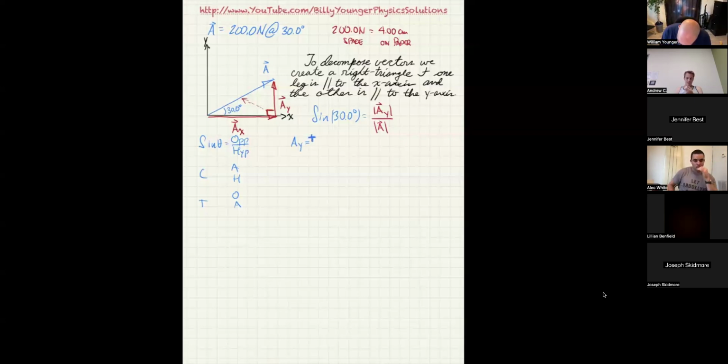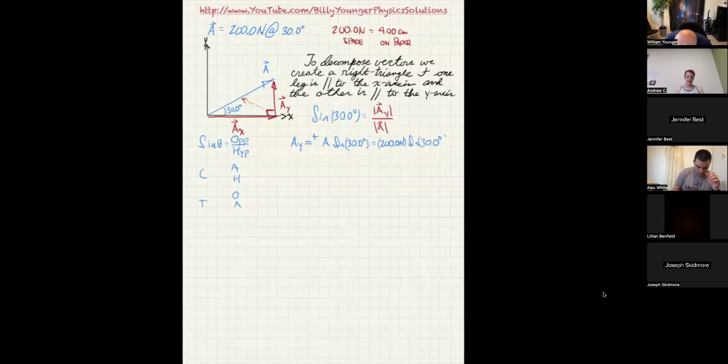I don't want you letting the trig spit out the right sign, because there's a lot of ways that calculators can give you answers that'll screw you up. So you're going to force the sign, whether it be positive or negative. According to this, a sub y will be equal to a times the sine of 30.0 degrees. And that, of course, is equal to 200.0 newtons times the sine of 30.0 degrees.